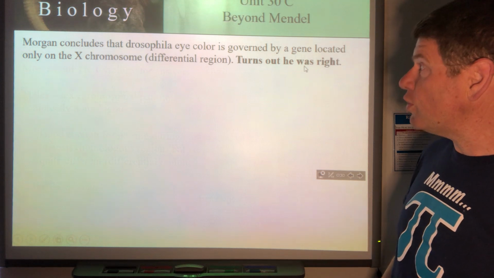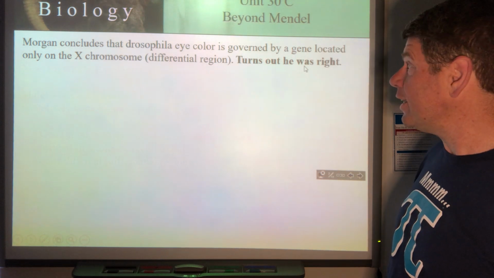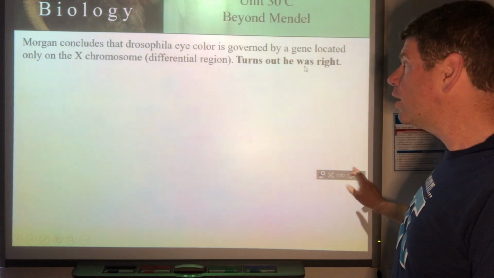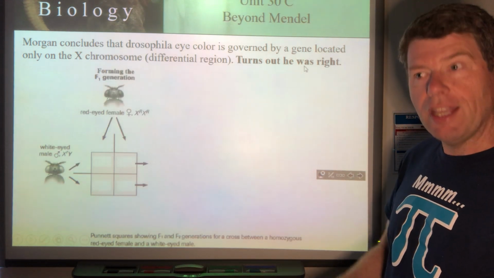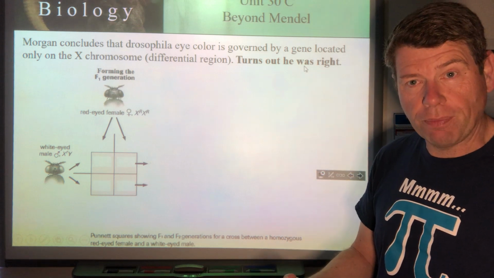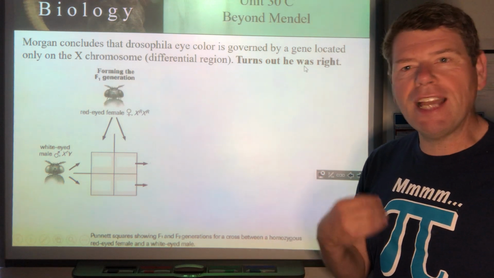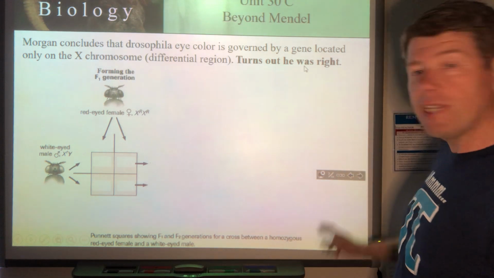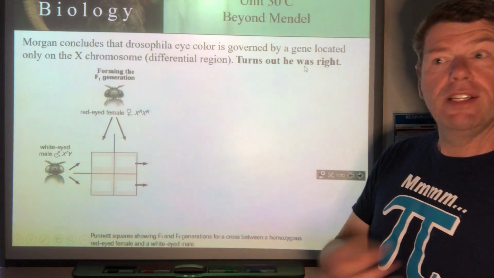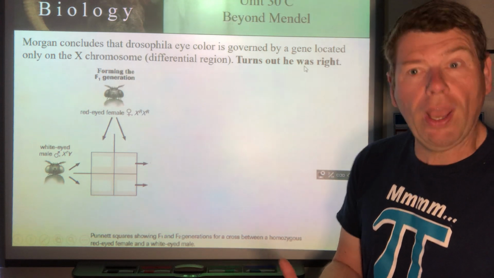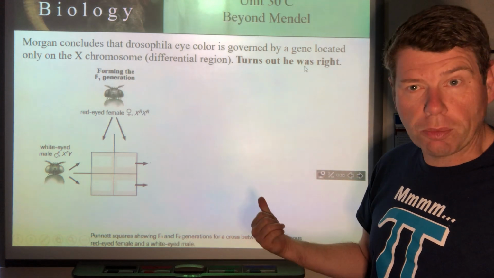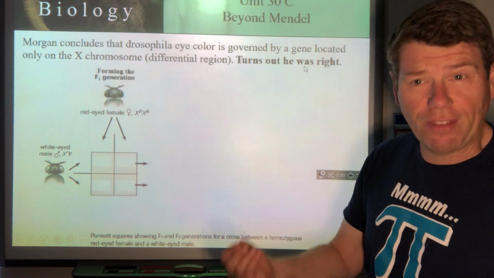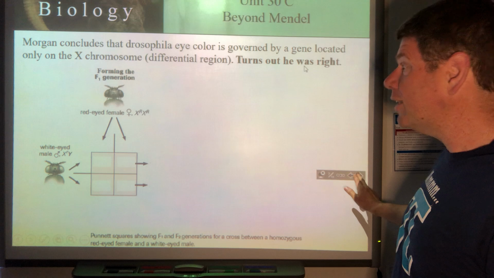So Morgan concluded that the eye color is governed by a gene located only on the X chromosome. And he was right. We call these genes sex-linked genes. And 99% of the time, they're going to be on the X chromosome because the X chromosome is necessary for all humans, and fruit flies. They've all got X chromosomes, so you can't have very many genes on the Y chromosome. It can't be that significant, otherwise females would be in trouble because they don't have it.